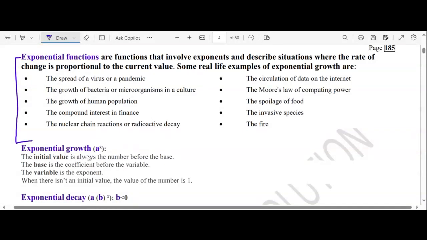We have A, the initial value. The initial value is always the number before the base. The base is the number that has the variable as its exponent. The variable is the exponent. When there isn't an initial value, the value is 1. So if I say 2 to the power of x, what is the value in front of 2 if it's not there? 0. No, 1. How can you put 0? If you put 0, then the whole thing is 0.